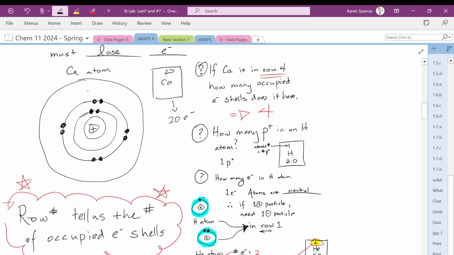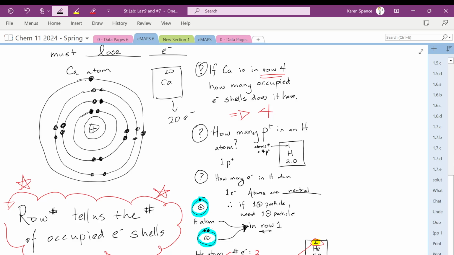Now we have 8 plus 8 plus 2 is 18, and then 19, and then 20. Do you notice how many occupied shells we ended up with? 4. And how do we know that we have 4 occupied shells without drawing it all out? The row tells us the number of occupied shells.